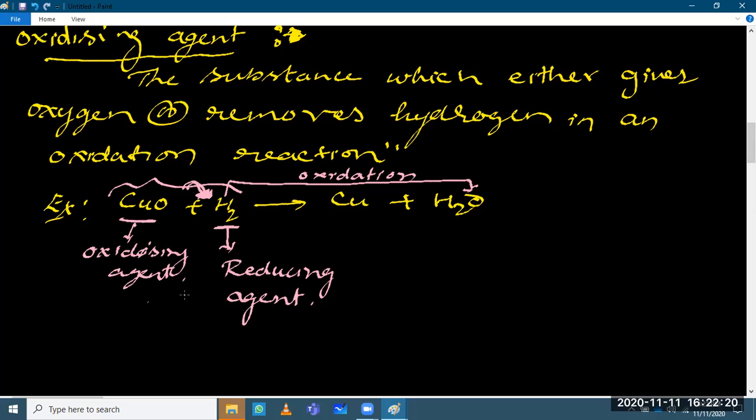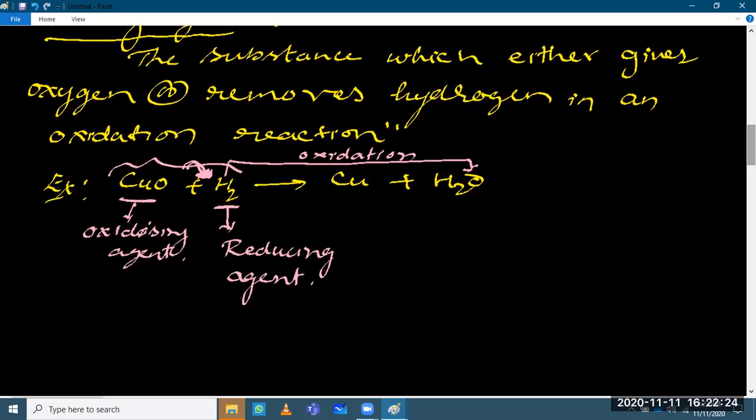Okay, so that is the point. Next, let us go with the reducing agent. It means the substance which either gives hydrogen or removes oxygen in a reduction reaction is called a reducing agent. You can frame the definition from the above.